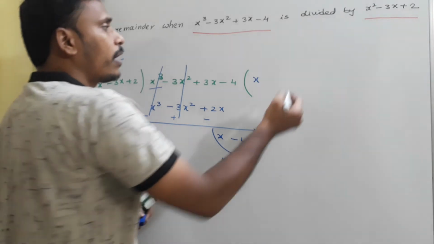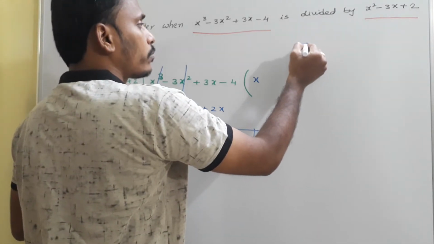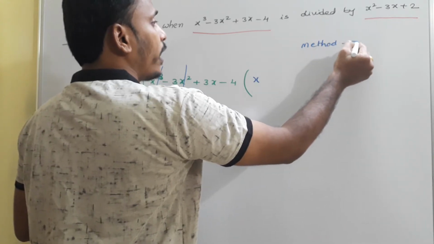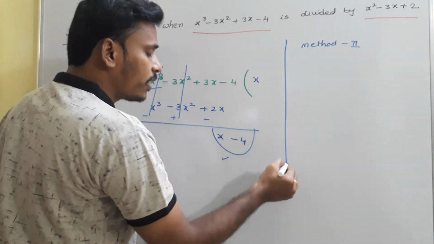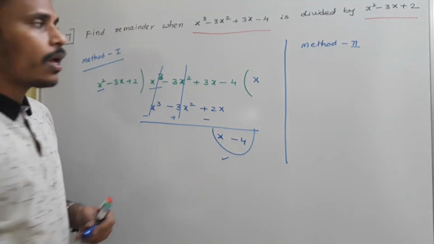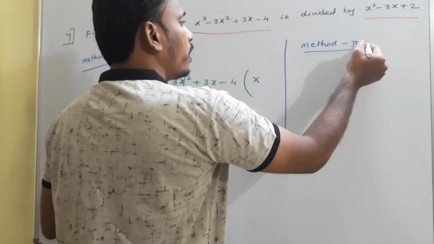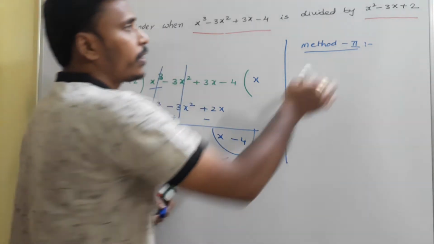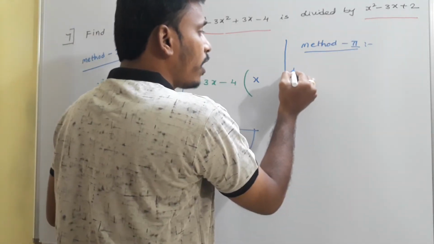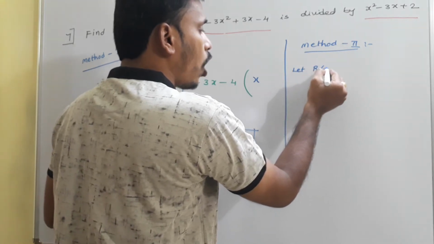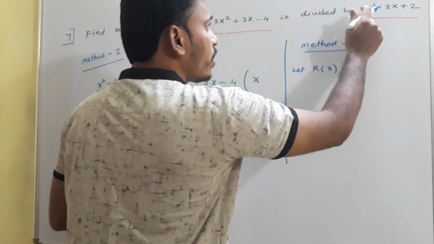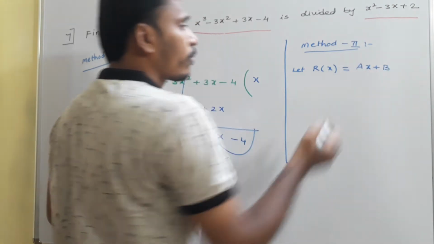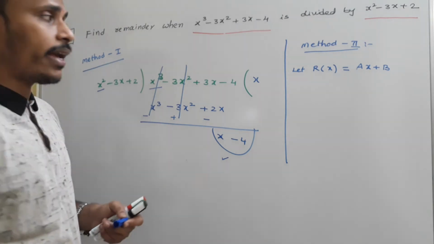Now I am giving you method 2, where I will use the division algorithm to find the remainder. Method 1 is clear. Our remainder is x minus 4. Now I am discussing method 2. In this method, this is the dividend, from the question it is clear, and this is the divisor. So let the remainder r of x be of the format ax plus b, since the divisor is of second degree, so the remainder is of first degree.